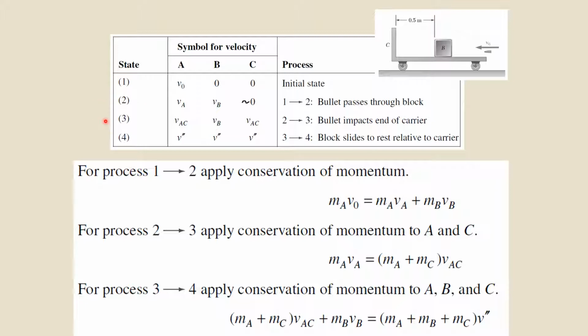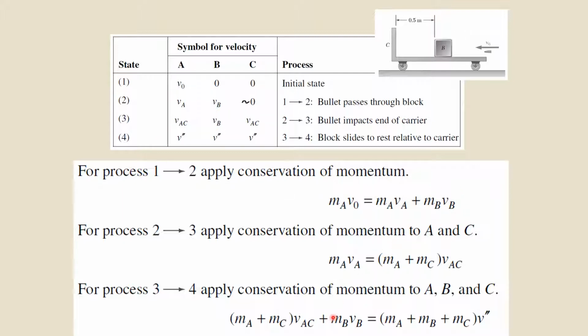From 2 to 3, the bullet slams into the carrier. So the velocity coming off of that first impact is now going into the second impact. And here's another unknown, the velocity of the carrier after the bullet gets stuck in it. Okay, 3 to 4. Coming out of here, the velocity of the carrier, and for B, our block, that's what's coming out of here. See how this table works? Make one of these tables, because you'll get real confused. This is a good way to organize it, and you have to get this stuff organized.